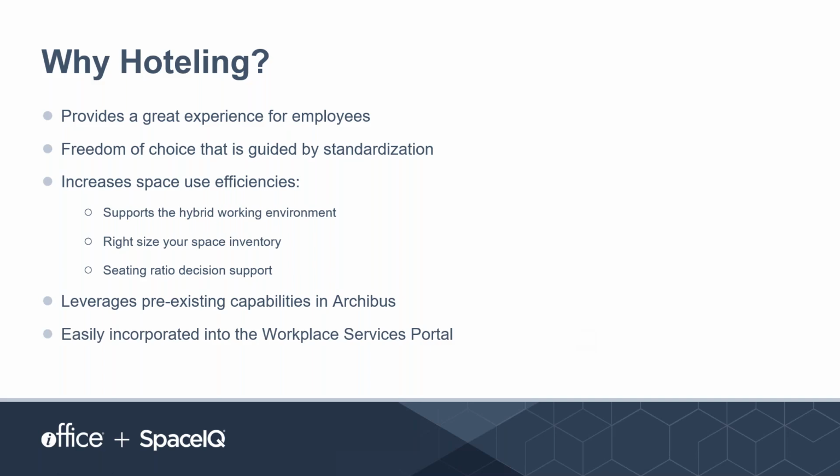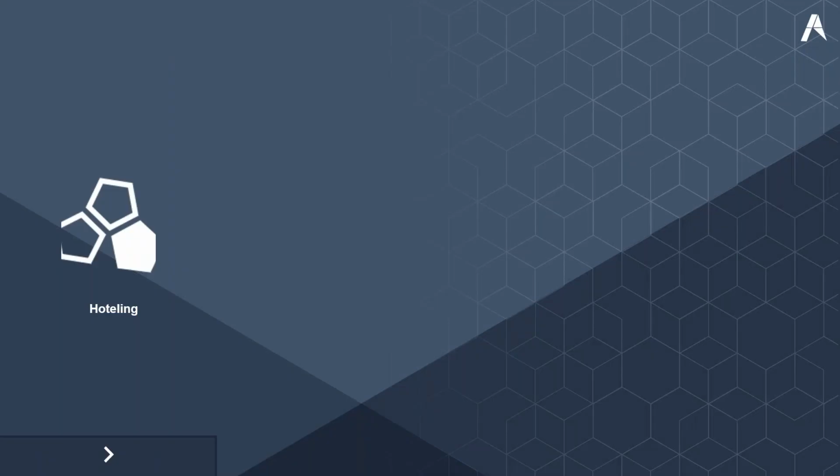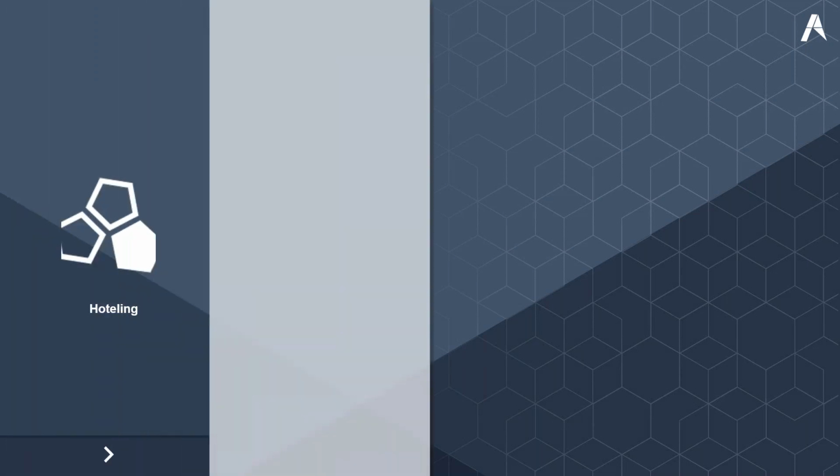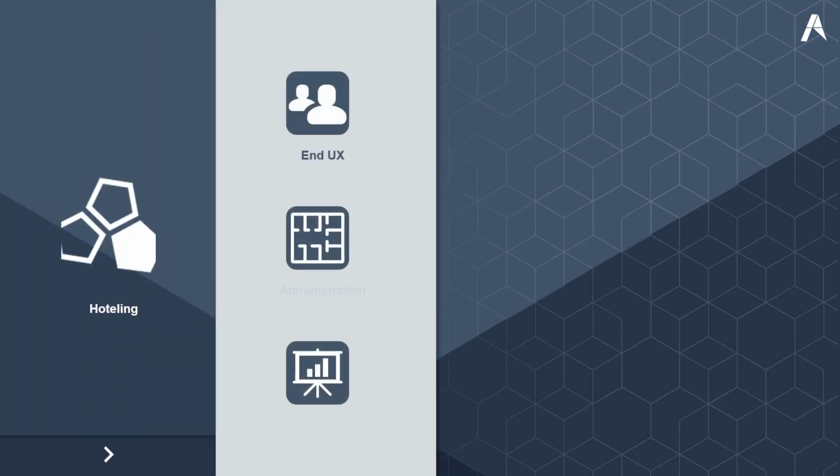So those are some of the big reasons why organizations move forward with hoteling various components of their space inventory. Now we're going to transition over into the live demonstration portion of our time together today, right? So what are we going to be focusing in on specifically when we're talking about hoteling in Archibus? Really going to focus in on 3 key areas. The end user experience. If I'm saying that this is going to provide a great user experience for employees, we better be able to prove that out.